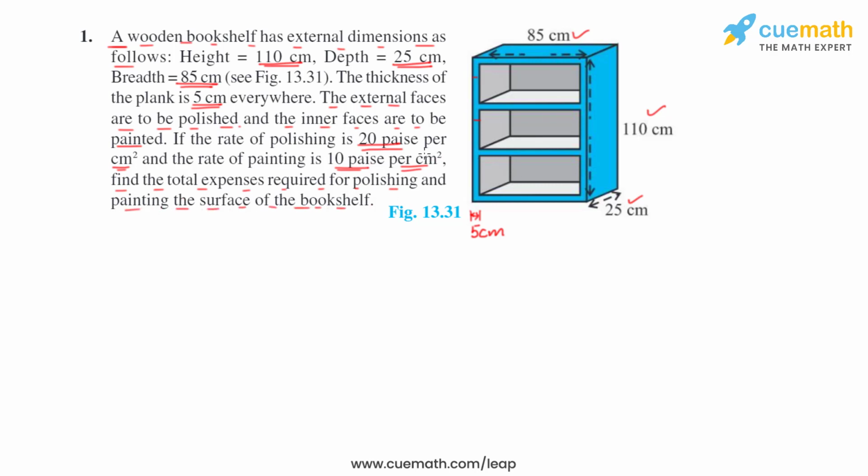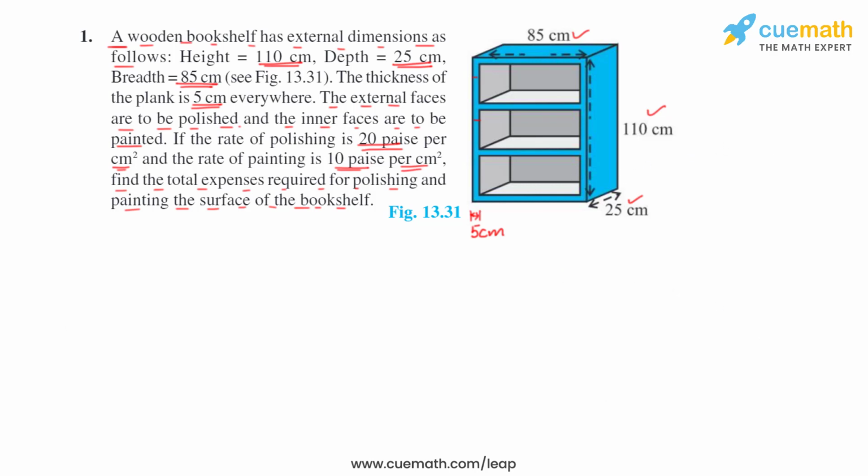That is, the dimensions of the bookshelf are given, thickness of the plank is given, and the rate of polishing and rate of painting is given. You have to find the total expense required for polishing and painting the surface of the bookshelf. So what should we do? We'll first find the area that needs to be polished, that is the external faces area, and we'll multiply it by the rate. In the same way, we'll find the area that needs to be painted, that is the inner area, and we will multiply it with the rate, that is 10 paise, and we'll get the total expense, and we'll add both the expenses and we'll get the total expense of painting and polishing. So let's start.